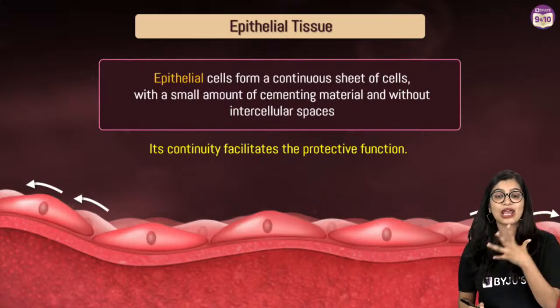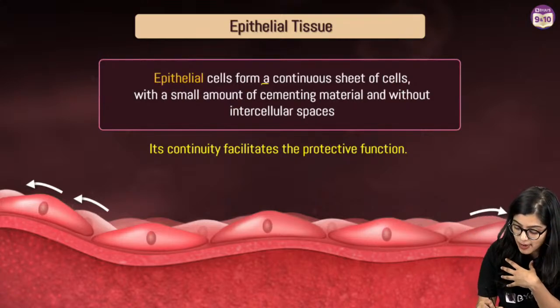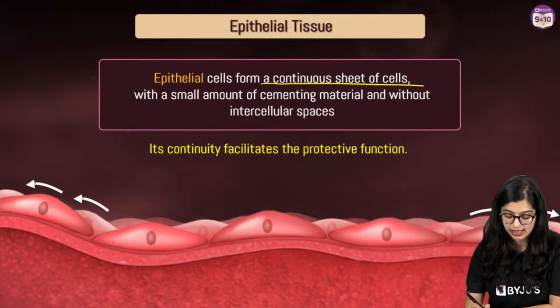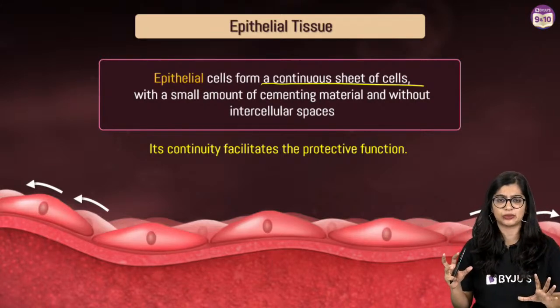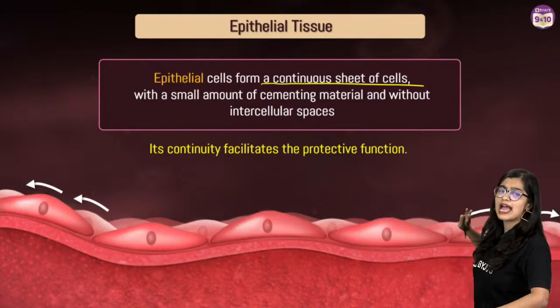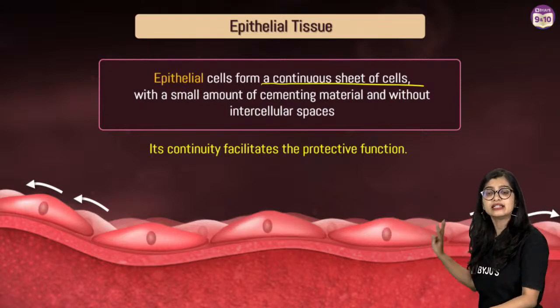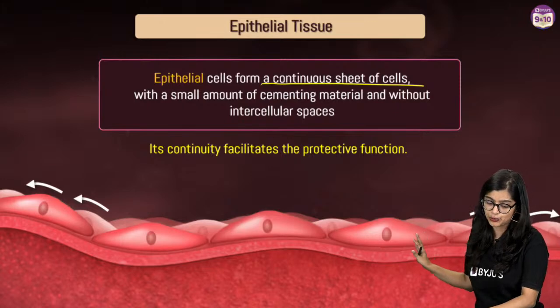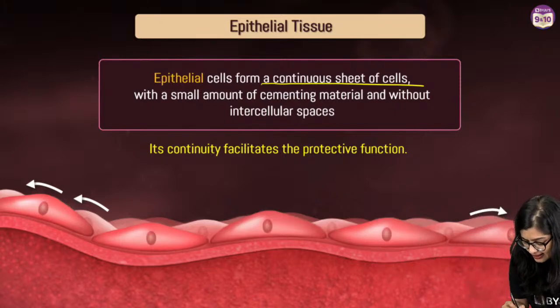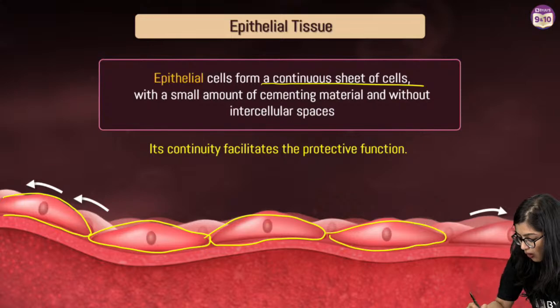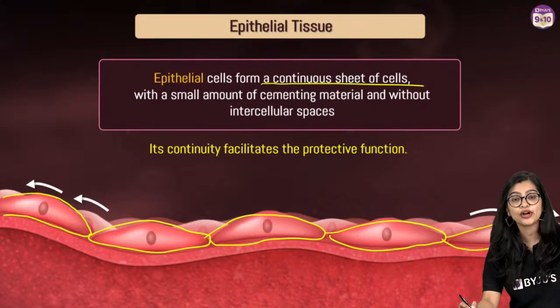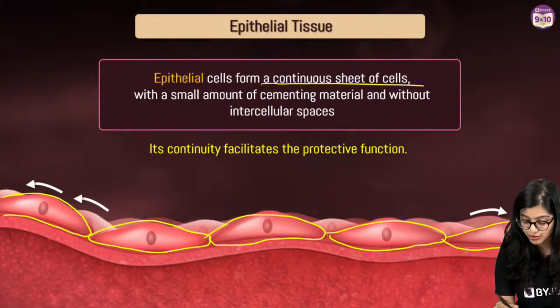Now, when we talk about epithelial cells, we see that they form a continuous sheet of cells, which of course don't have any intercellular spaces between them. What you see right behind me is an epithelial tissue, and these are the epithelial cells. Now notice all these cells, what do you notice about them? I want you to tell me.